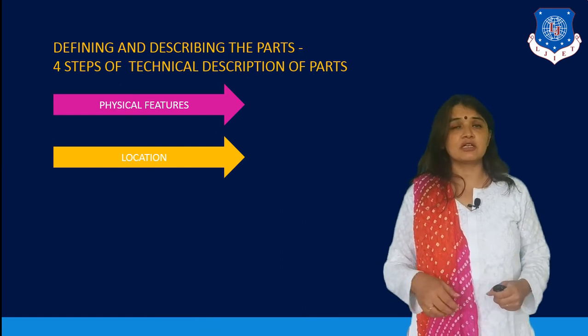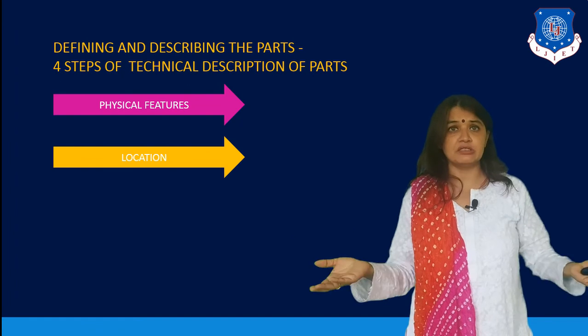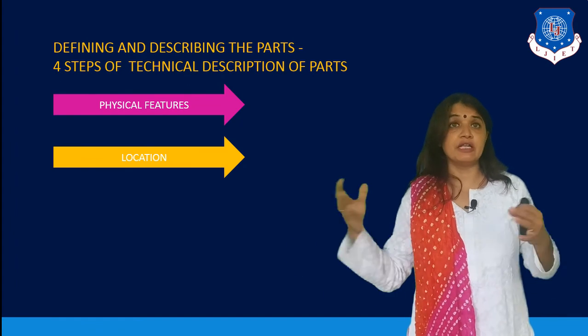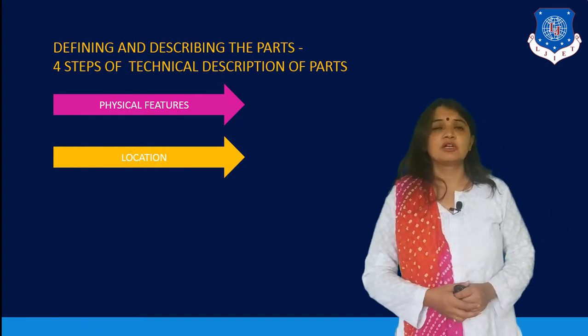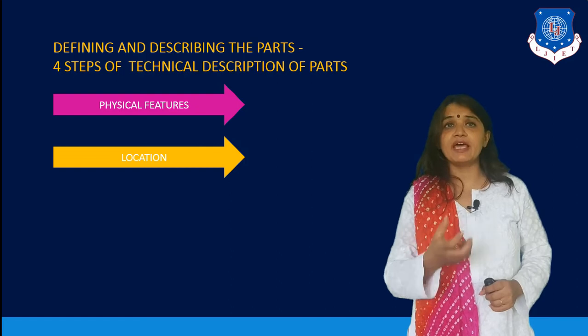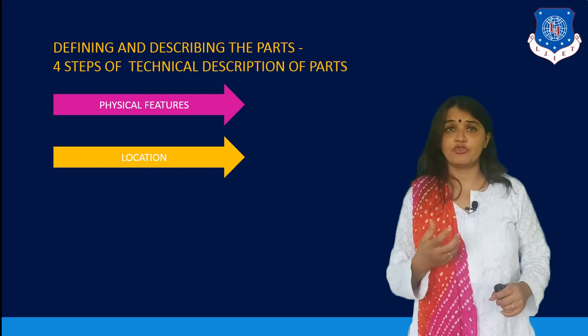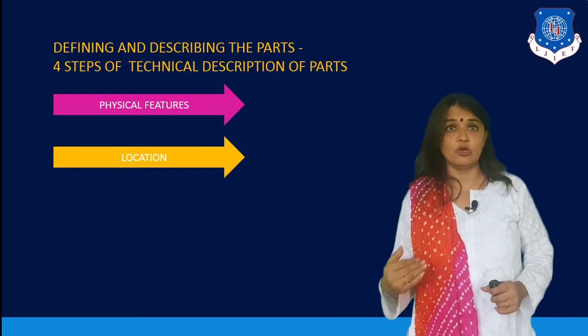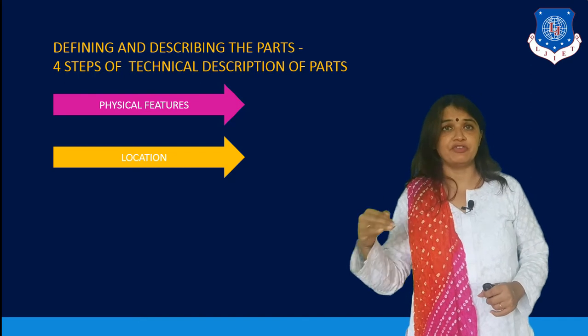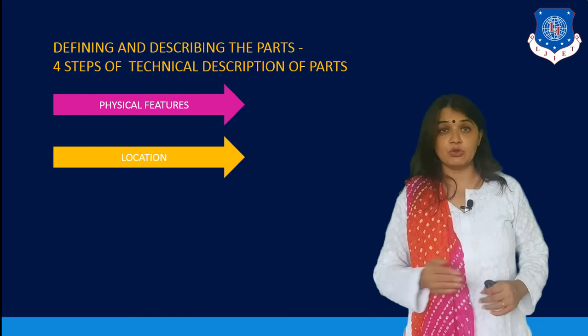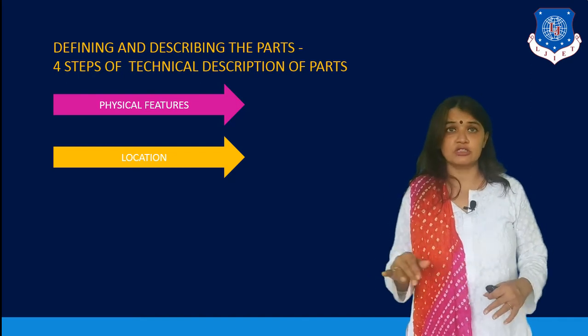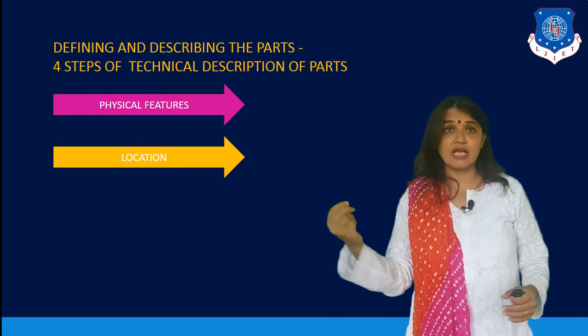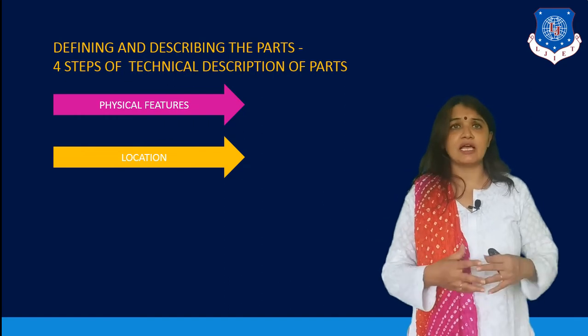Suppose you are discussing a huge machine, for example maybe a lathe machine, then you have to tell where that part is located. For example, you can say it is located above or maybe below something, there has to be some reference. Or it is perpendicular to the ground, it is horizontal to the ground, it is fitted on the side of the machine, something like that.